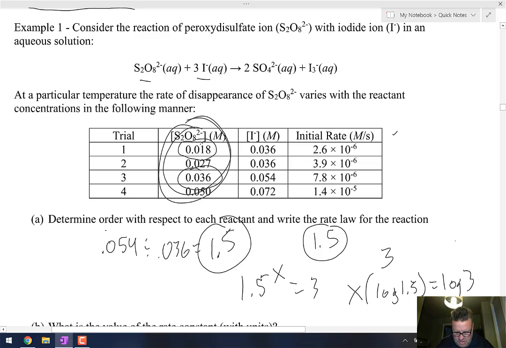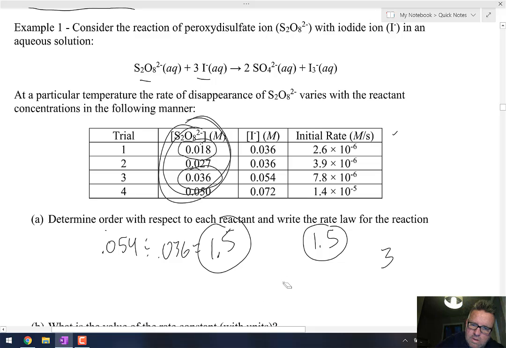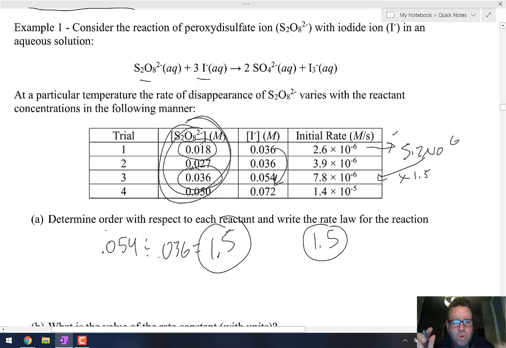Divided by the log of 1.5, and it's some weird 2.71, okay? You're not going to have an order that's 2.71. So, after taking into account S2O82 minus, this goes up by 1.5. This went up to 5.2 because of the S2O82 minus, and then it went up by 1.5, just like I minus did. Therefore, they are both first order.